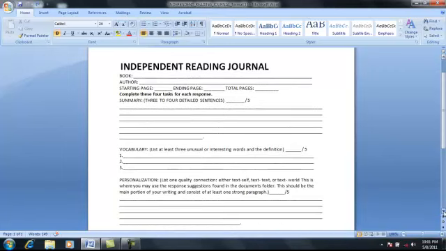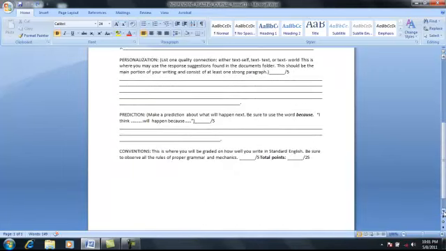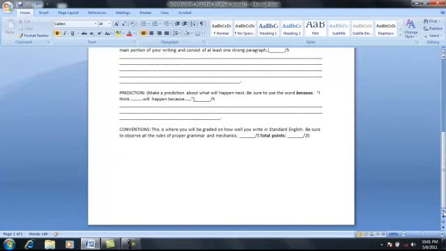The next section of your journal entry is the prediction section. Here, you're going to write down what you think will happen next in the book or the chapter that you're reading. As you write your prediction, make sure that you use the word because. So you'll create something like, I think XYZ will happen because, and then give your reasoning for this. This section is worth 5 points maximum.